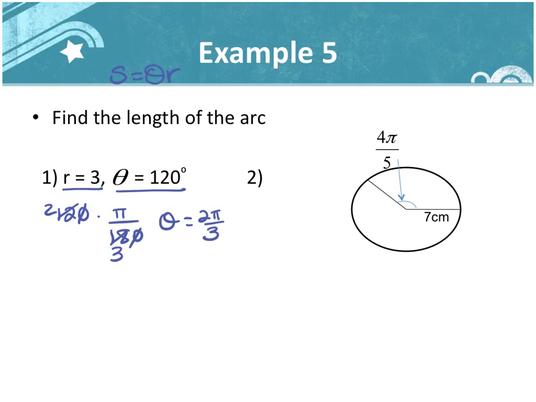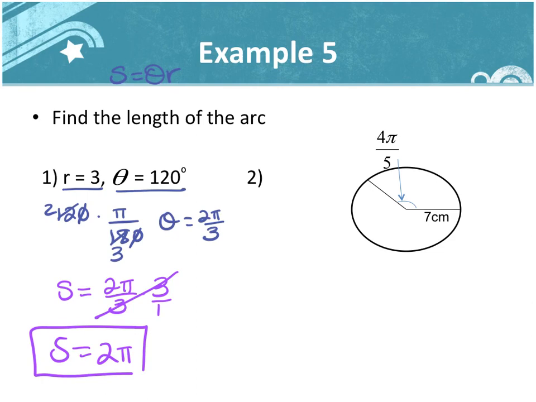So then S equals theta, which is 2 pi over 3, times the radius, which is 3. 3 over 1, these cancel, and I get S equals 2 pi. If it gave me a unit, I'd include it. If not, it's just units. So if that had said like 3 inches, then I would know to make that 2 pi inches.